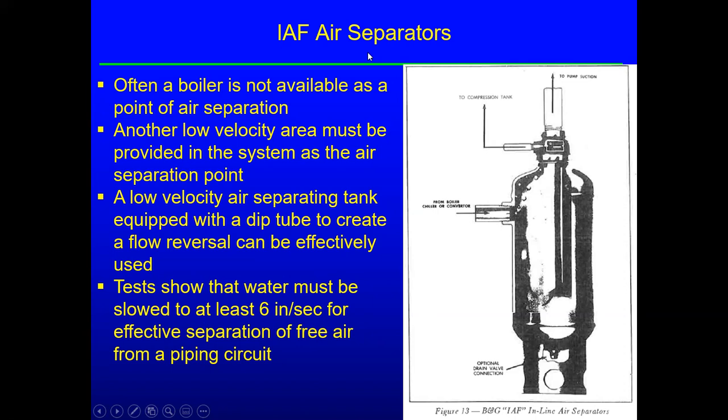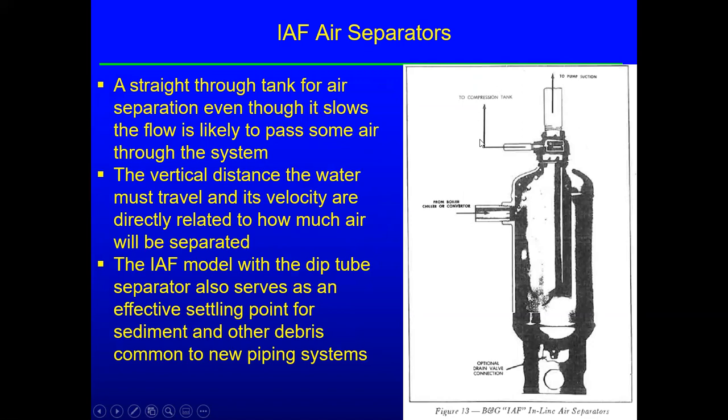This is the IAF. Basically, the water flows down and then back up, and you slow it down enough so that the air will flow up to the top, and then you've got a dip tube up here to separate it. So the idea is to have this thing pretty large; the larger the diameter, the slower the flow will go through it. So you just slow the flow down and the air will come out and rise to the top. The dip tube pulls it off and you get it out of the system.